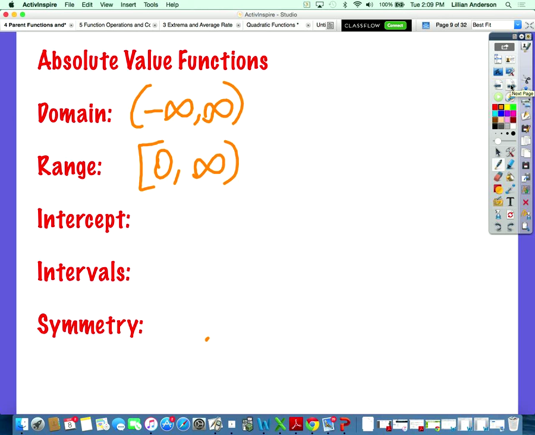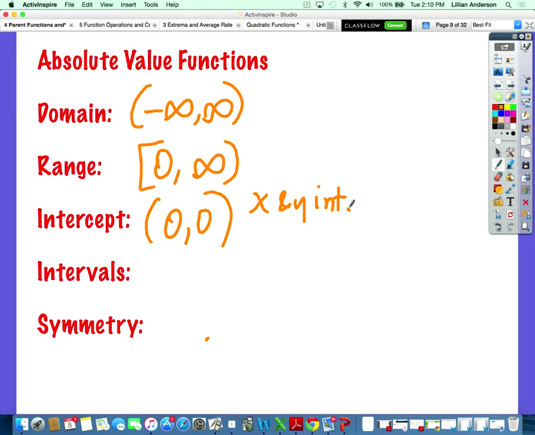What about my intercepts? Who thinks they have those? Sierra, what do you think? Okay, now remember, intercepts are written as points, so that would be the point 0, 0. And that is your x and y intercept. Both of those are 0, 0.